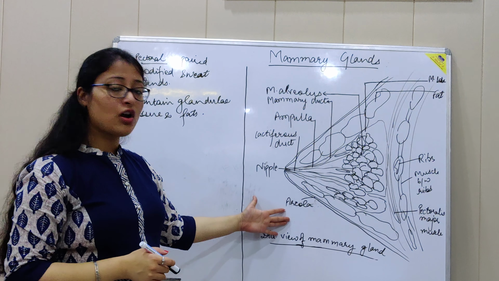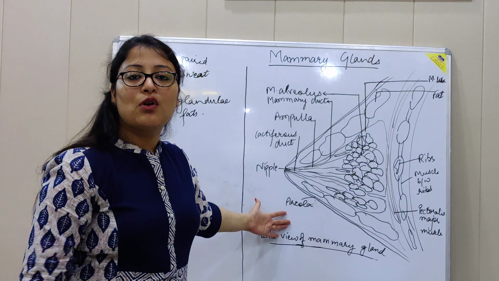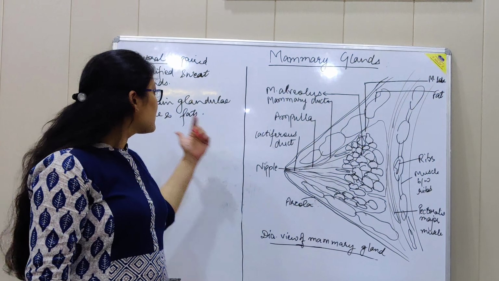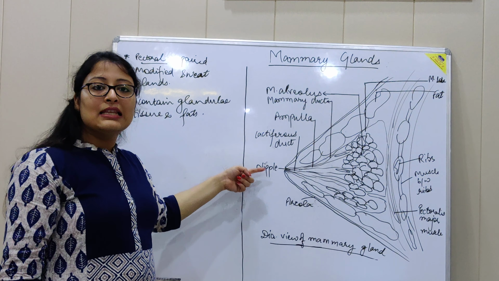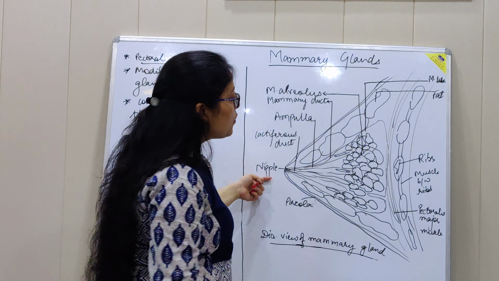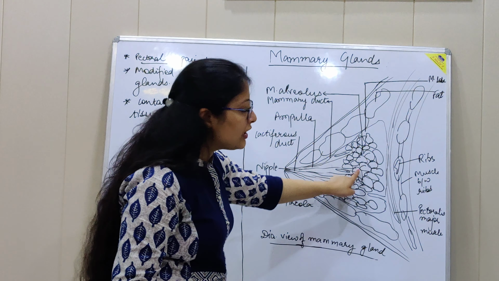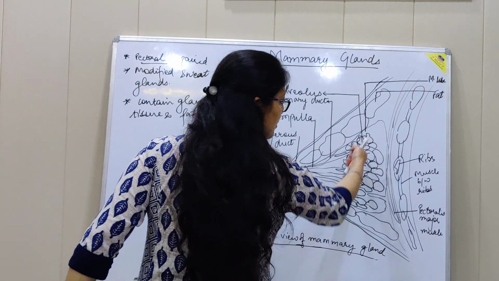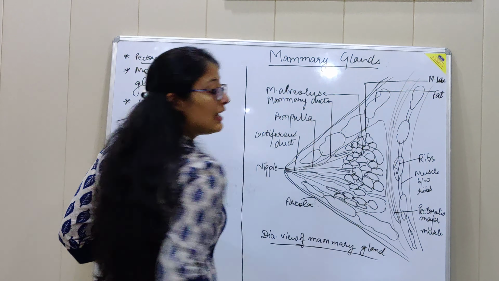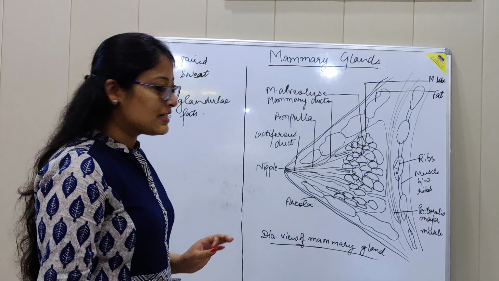Here is the diagrammatic view of the mammary gland. The mammary gland is covered with skin and has a nipple that is surrounded by the areola, which contains sebaceous glands. This region is known as the areola.